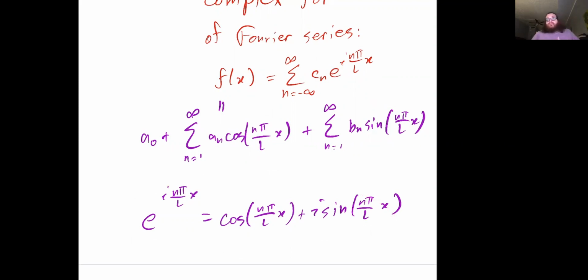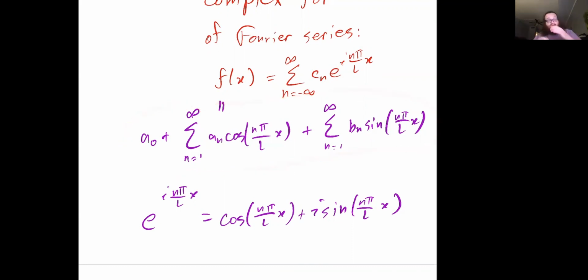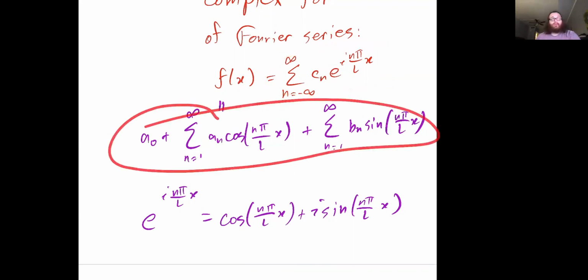But the question is, if we write a series in this way, where we have this complex number and these possibly complex coefficients, do we end up with the same representation, the same kind of object as writing out the cosine and sine pieces explicitly? So this is the goal of this video: make this connection between these series of complex exponentials and the series that we've already seen before.